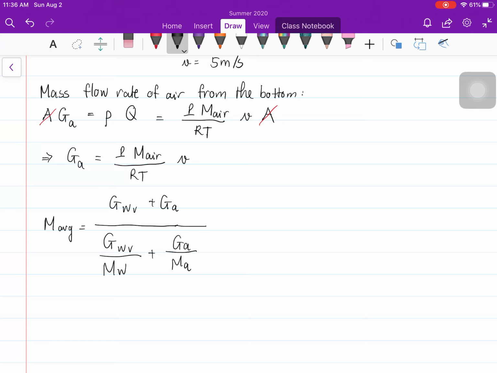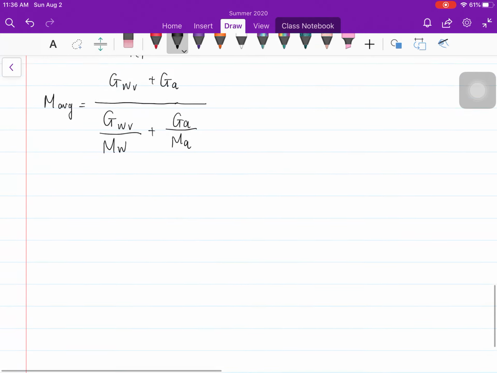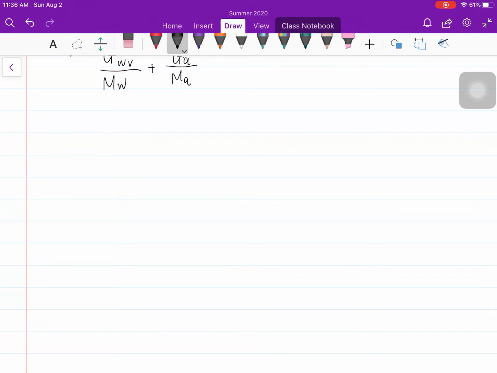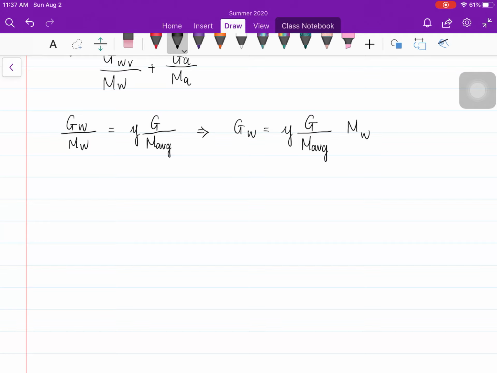And then now I'm gonna calculate the mass flow rate of water vapor using this equation where we have mass flow rate of water divided by molecular weight of water equal to mole fraction of water vapor times the total mass flow rate divided by average molecular weight. So mass flow rate of water would be mole fraction of water vapor times total mass flow rate divided by average molecular weight times molecular weight of water.